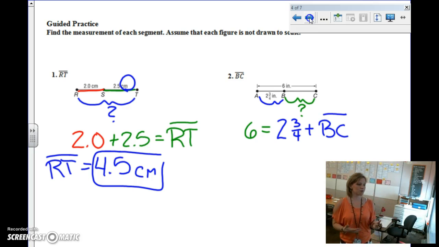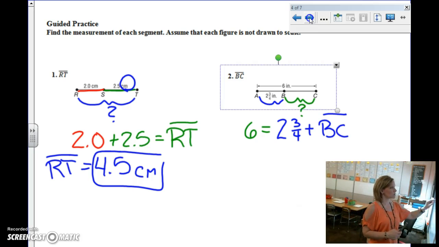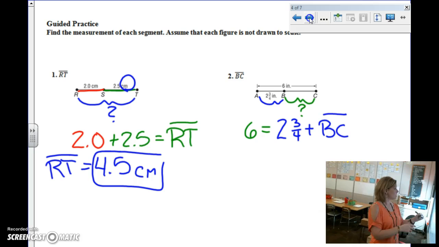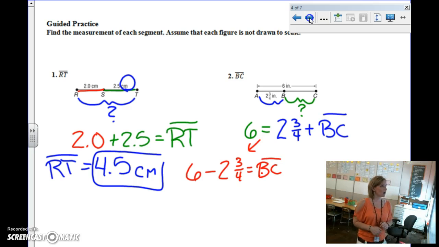So what can we do to make that a little bit easier? Well, what's the opposite of adding? We can subtract. So let's see if I can move this so it's not on our screen. I'm just going to have to kick it down this way. Okay, so we can take 6, the overall distance, subtract 2 3/4 from it, and that'll give us our distance of BC. All right, 6 minus 2 3/4.